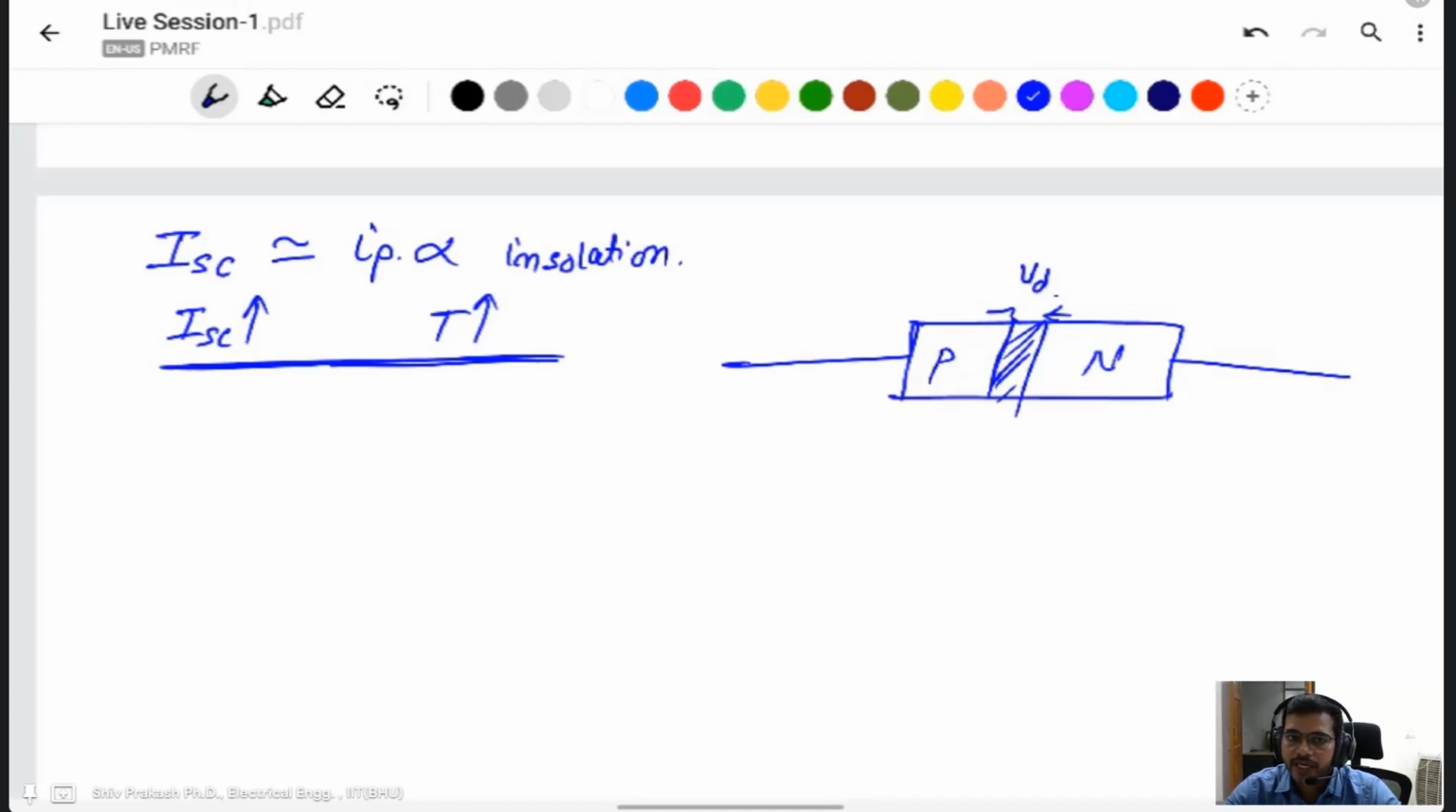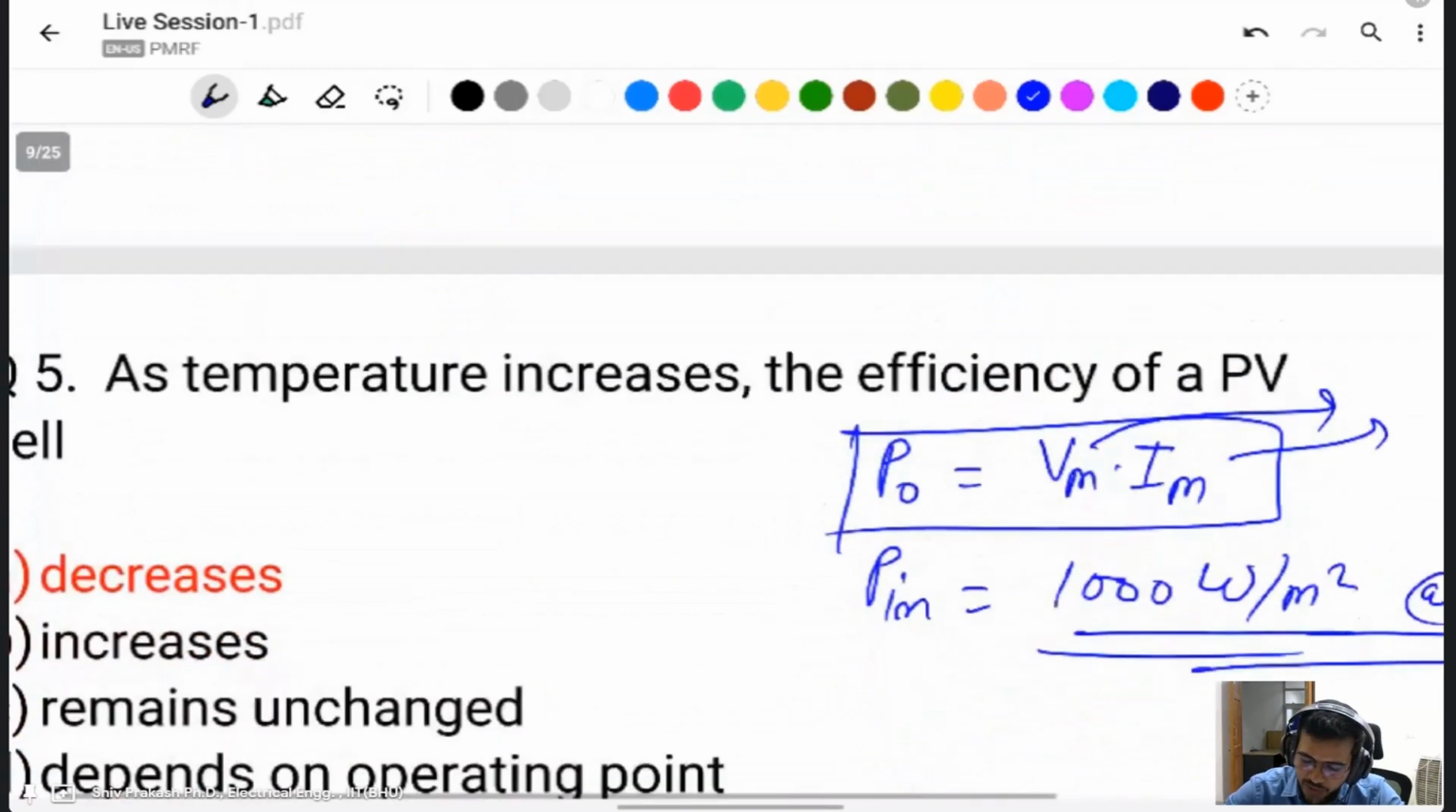Voltage is reduced and current is increased, but voltage is reduced more than the current increases. That's why the overall power of solar PV will be reduced. Insolation may increase, but the temperature also increases. At that point, the voltage will be reduced and current will be increased, but voltage will be reduced more with respect to the current. That's why the overall power of the solar cell will be reduced, and that's why efficiency is also reduced.